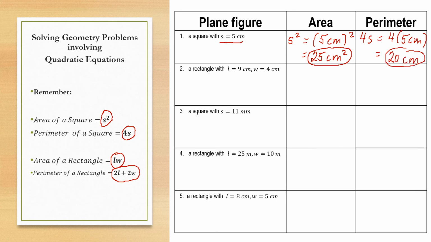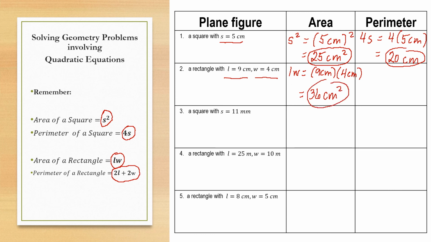Let's have number 2. For number 2, we have a rectangle whose length measures 9 centimeters and whose width measures 4 centimeters. Find the area. The area of a rectangle is equal to length times width. Therefore, we have 9 centimeters times 4 centimeters. So the area of the given rectangle is 9 times 4, 36 square centimeters.